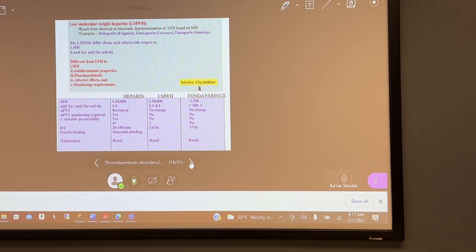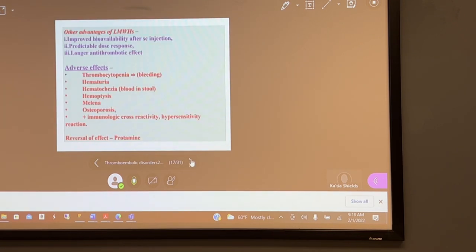Then with protein binding, it is saturable with the heparin and it binds very well. Elimination, all of them are eliminated via the kidney. That is the comparison slide as far as the heparins are concerned.